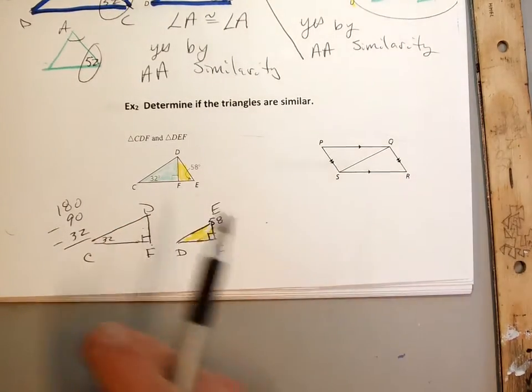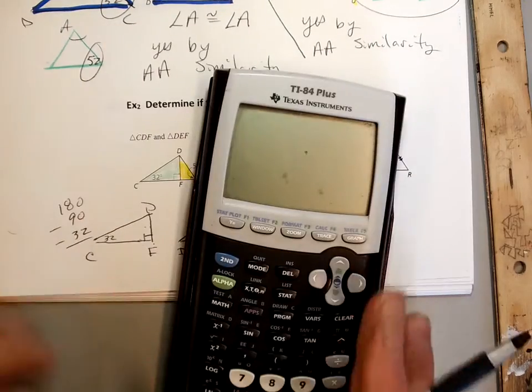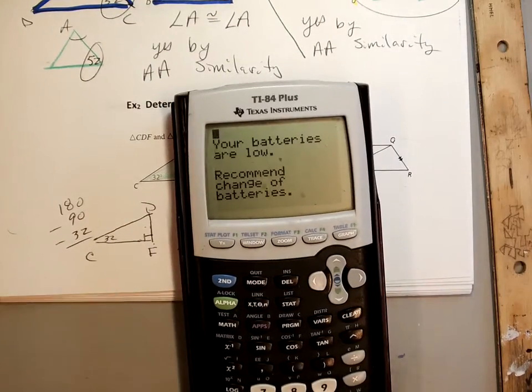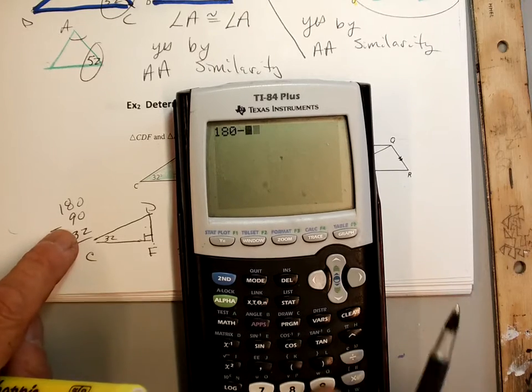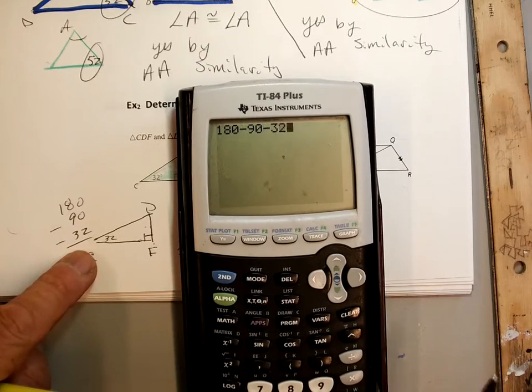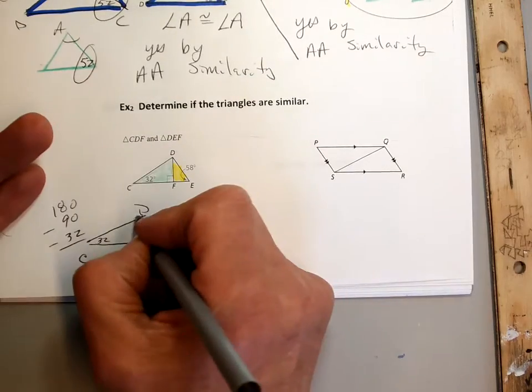Because I'm trying to find that angle right there. Hopefully it's going to be 58. If it is, then I've shown it, right? So, okay, 180 minus 90 minus 32, and I get an answer of 58. Sure enough, I've got it.